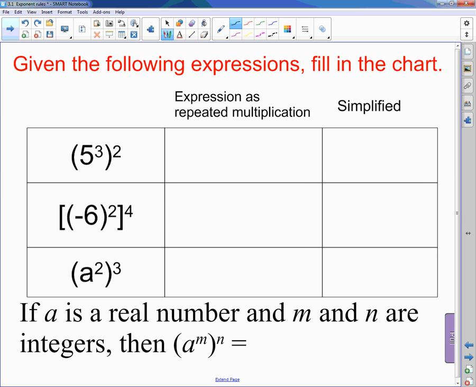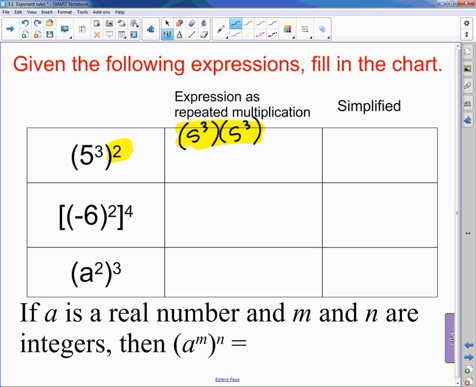Okay. Next rule we want to take a look at. I want to write it out. So I want to express it as repeated multiplication. So first off, I have 5 to the third and it's being squared. So I need to write that out. 5 to the third squared is 5 to the third times itself. All right, so I've just wrote that part out. I just did the squared part. So that's what you see there.